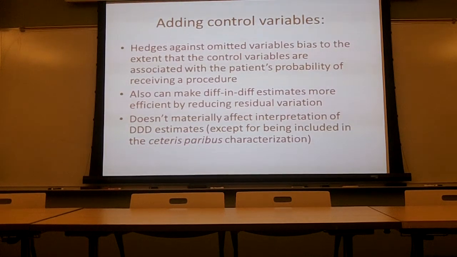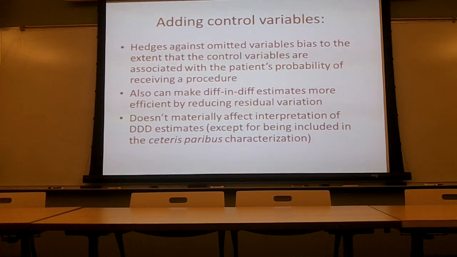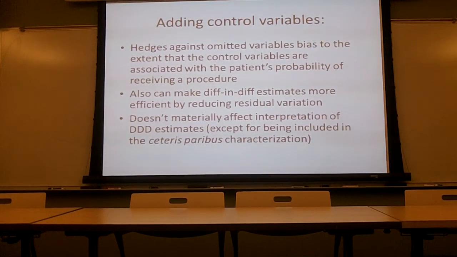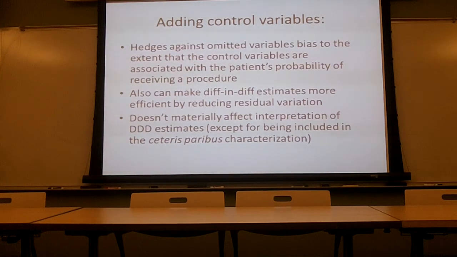What happens when we add control variables? Well, we're hedging because of a repeated cross-section here, so we're hedging against omitted variables bias, because there may be things that differ across patients in the different states over time. So we want to control for those as much as we can. It makes the estimation a little more efficient, but it doesn't materially affect our triple difference interpretation, right?